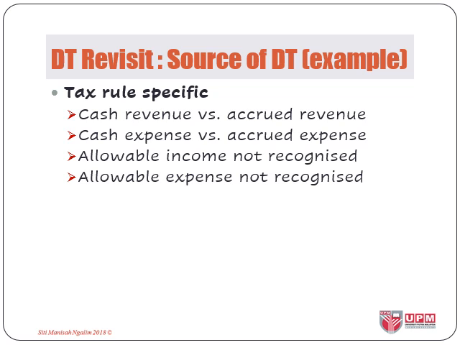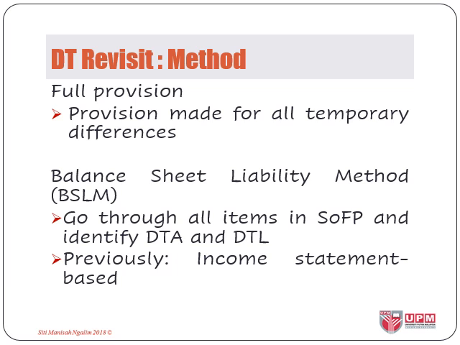Other examples of sources of deferred tax would be expenses and revenue, cash versus accrued, allowable income not being recognized and allowable expense not being recognized by accounting rule for a certain financial year. For the method to determine deferred tax, in Malaysia we use the balance sheet liability method, where we need to go through all items in SOFP, identifying relevant items with temporary differences, and determine the deferred tax from there.